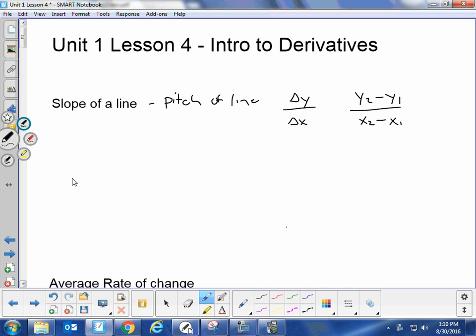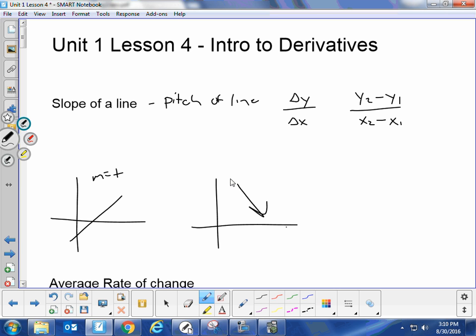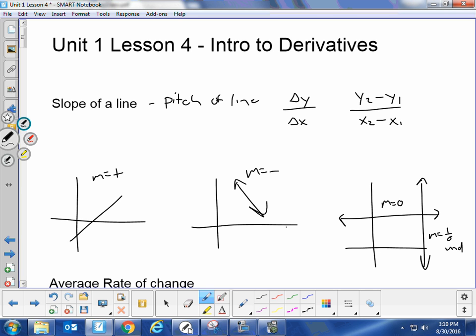If we're talking about a line that is going up from left to right, we say this slope is positive. If we have a line that is going down from left to right, we say that slope is negative. And if we have a horizontal line, we say that slope is 0. A vertical line, we say that slope is undefined. Okay, not new.